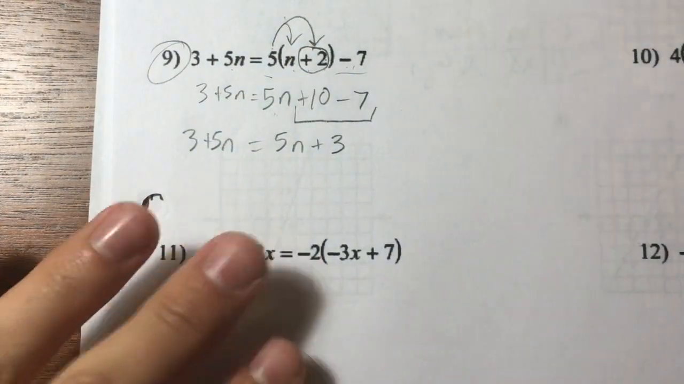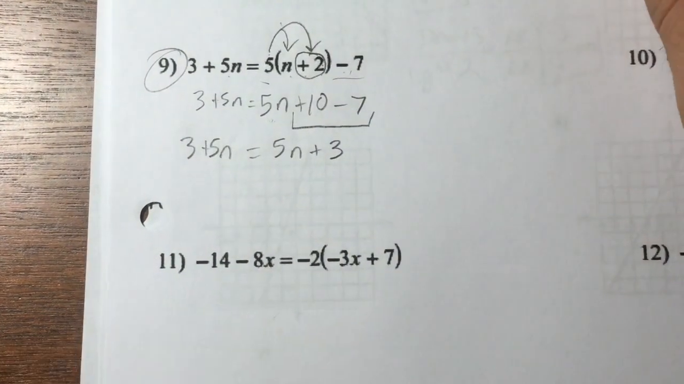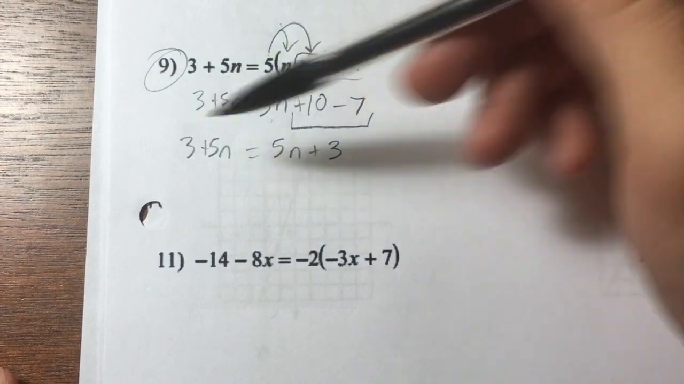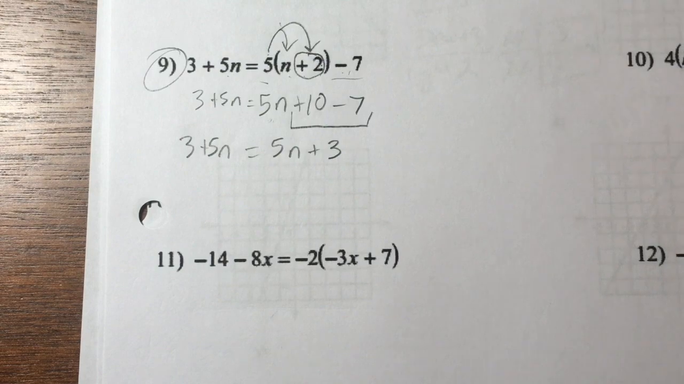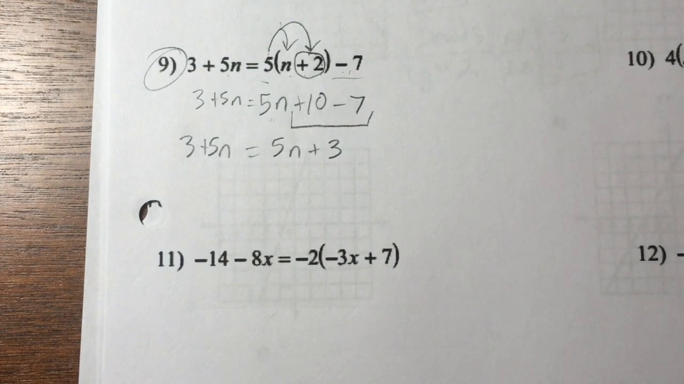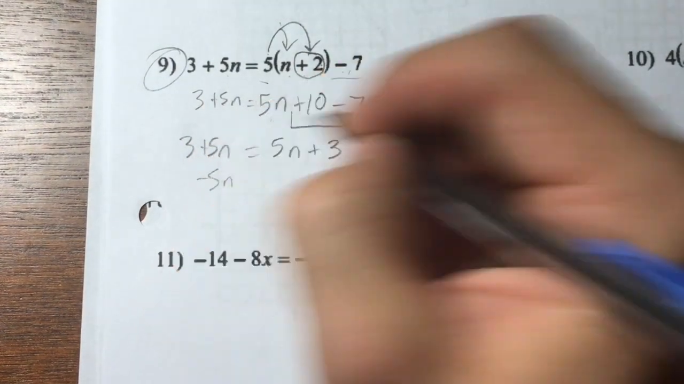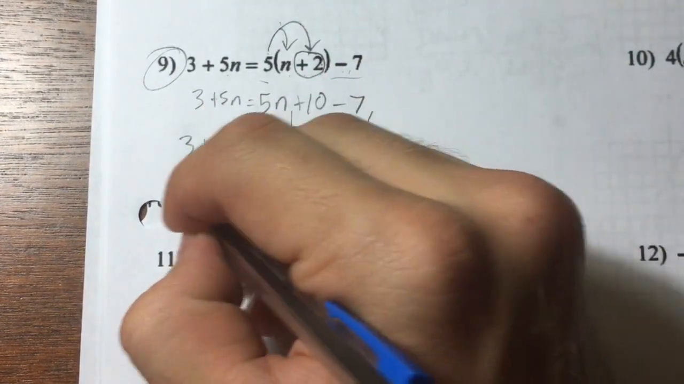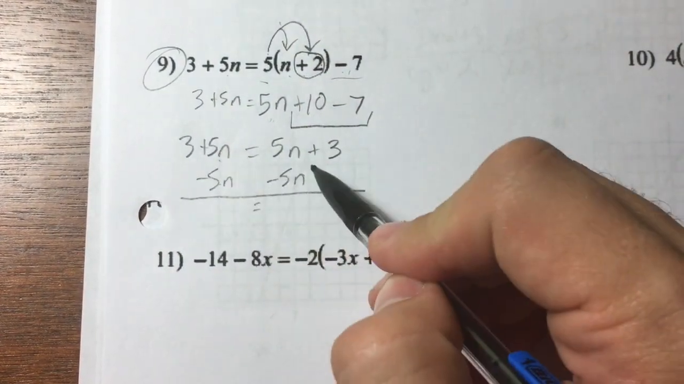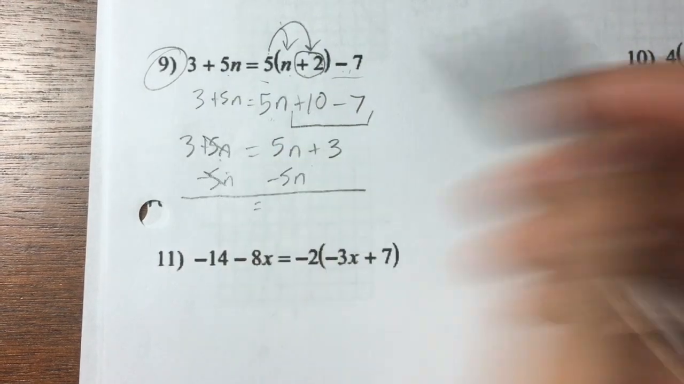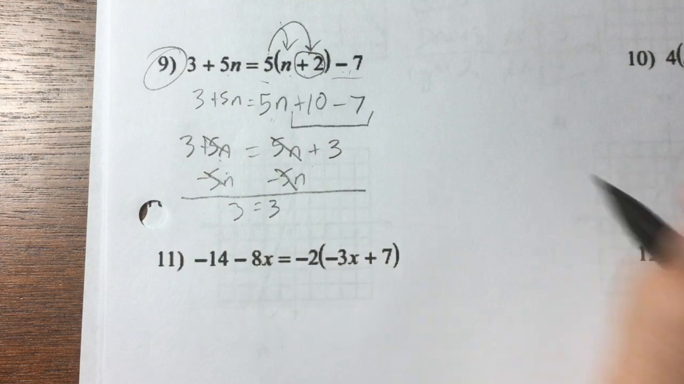Now right here you might notice I have a 3 and I have a 5n on both sides. So in your head at this point I want you thinking, okay, we have the same thing on both sides. It's probably going to be infinite solutions, but let's use our inverse operations to make sure. Now if I wanted to eliminate the variable here, I would need to subtract 5n from both sides. Make sure that we do that on both sides of the equal sign. It would eliminate this 5n, so we're left with 3 equals 3.